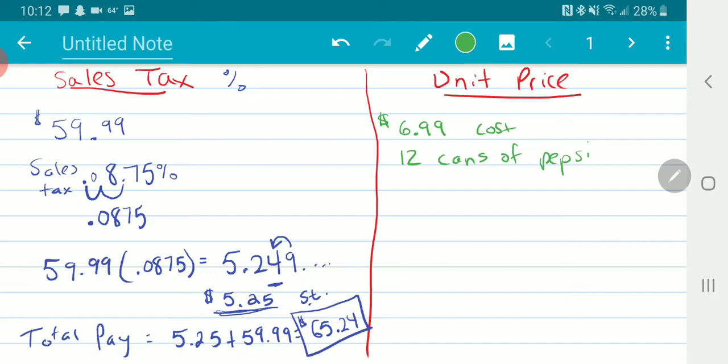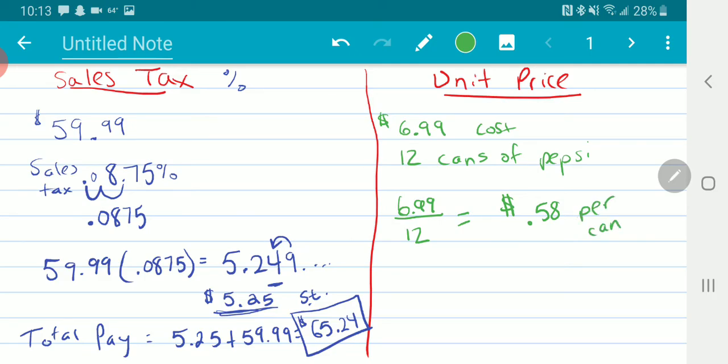So if I wanted to figure out how much one can of Pepsi costs, I would just take my money. You have to set up a proportion, but money's always on top. So I'm going to take that $6.99 and I'm going to put that over the number of cans I'm getting. This is getting us down to that unit price. So $6.99 divided by 12 is going to give me 58 cents per can.